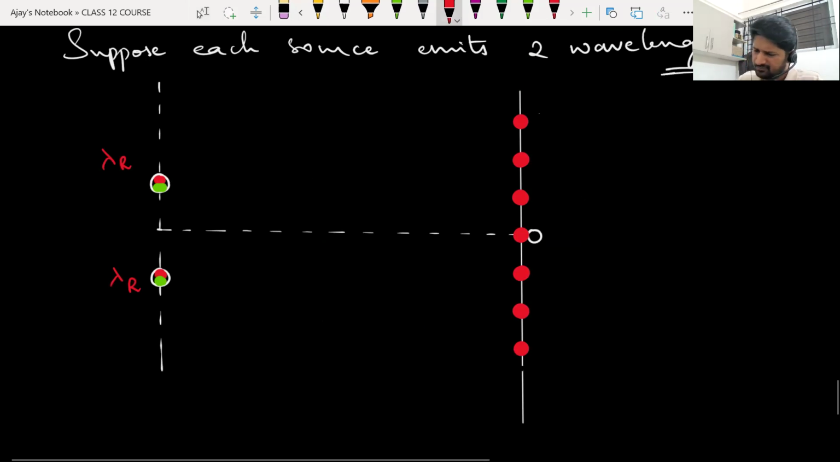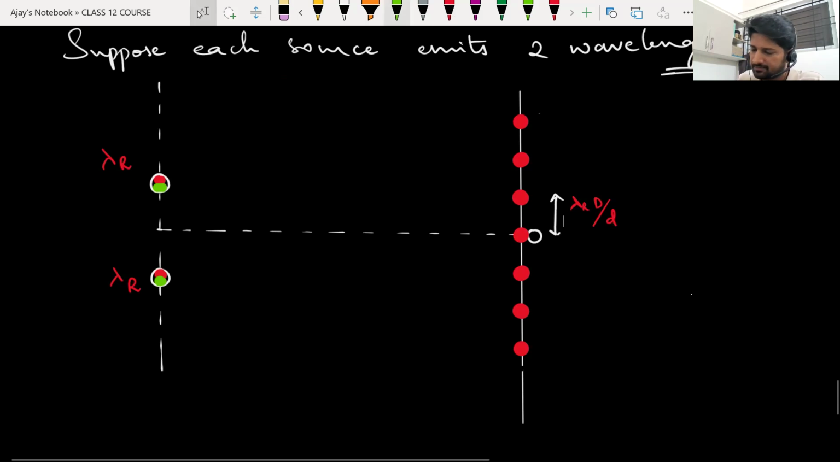Now, the distance between the sources is fixed, and the distance from sources to screen is fixed. So you'll get this pattern. And what is the distance to the first maximum? Lambda, the wavelength corresponding to red, multiplied with capital D by small d. That is where you get the first maximum. And then the second maximum at twice this distance, the third maximum at thrice the distance, and so on.